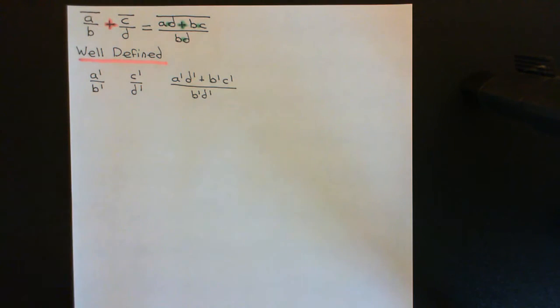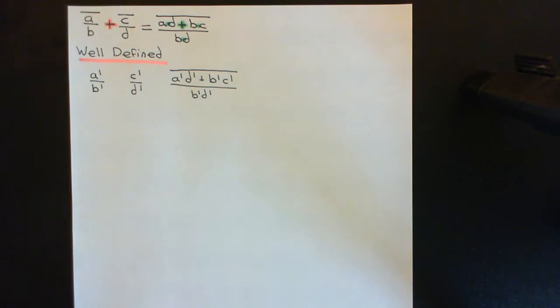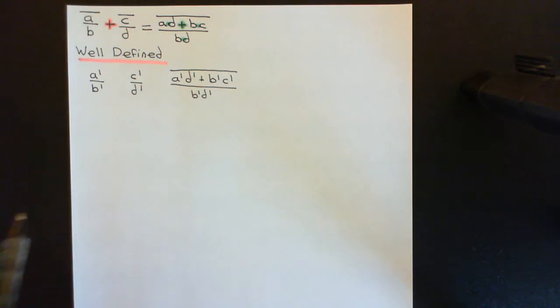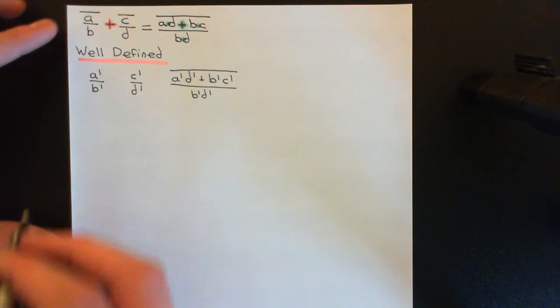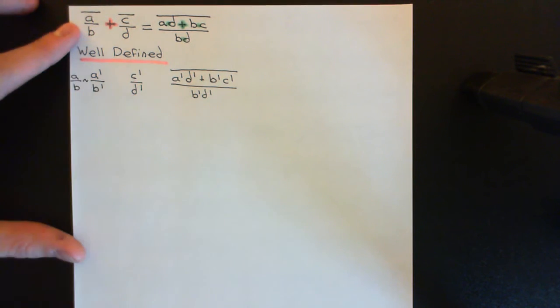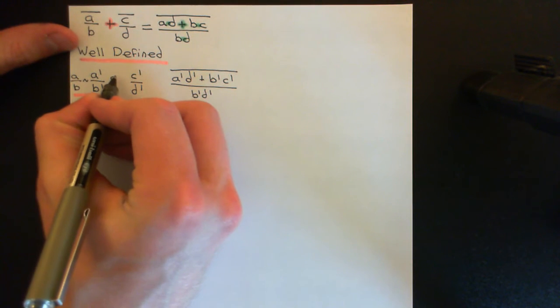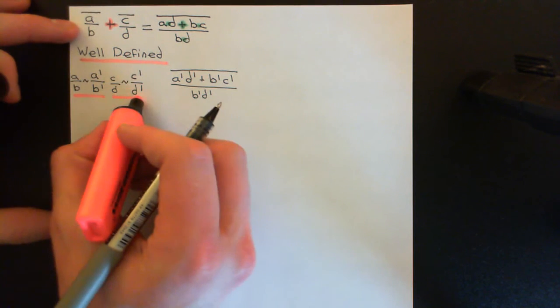Okay, so this is the fraction that we get, and what we want to do is make sure that the equivalence class that contains this new fraction is the same as this equivalence class here, i.e. what I want to make sure of is that these two things are related to one another. What I know is that a over b is related to a prime over b prime because they're in the same equivalence class. I also know that c over d is related to c prime over d prime because they're in the same equivalence class.